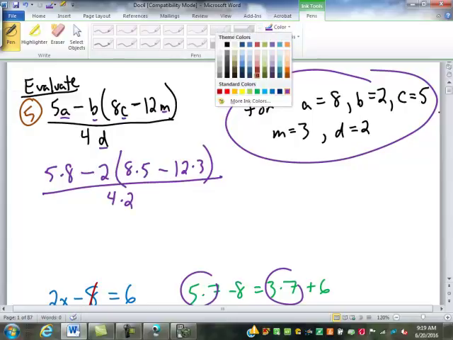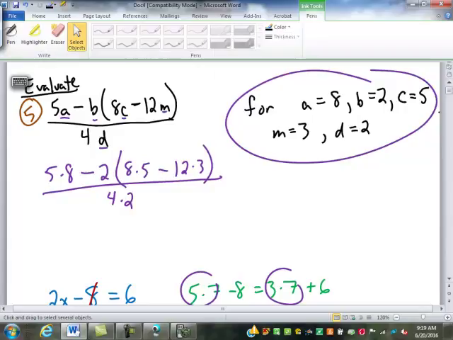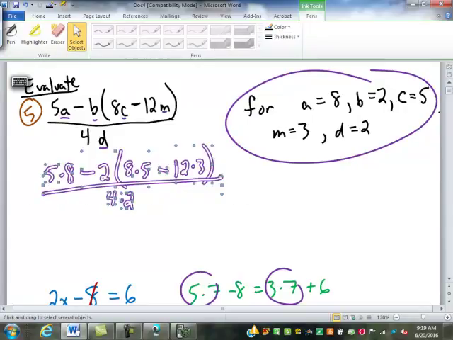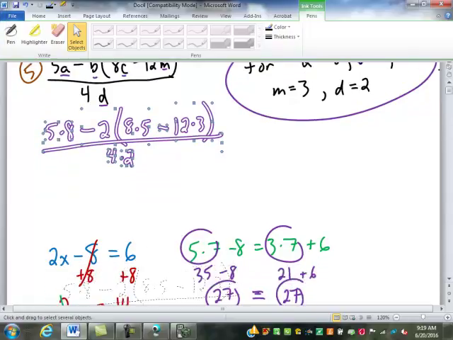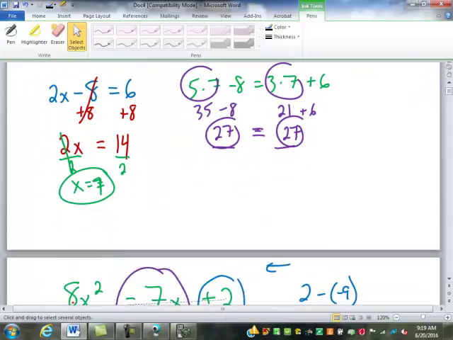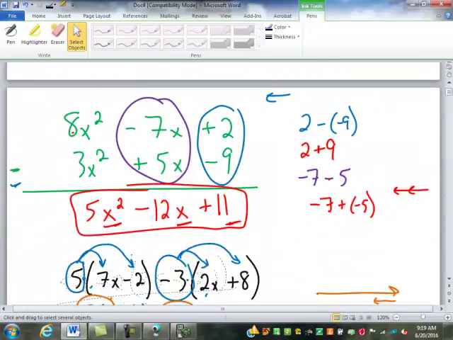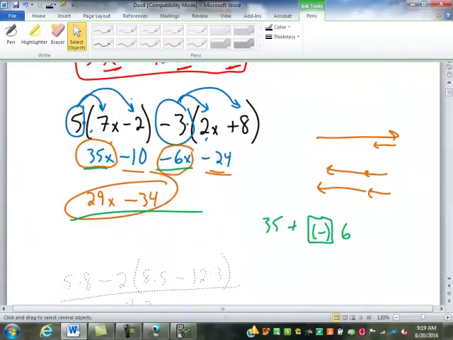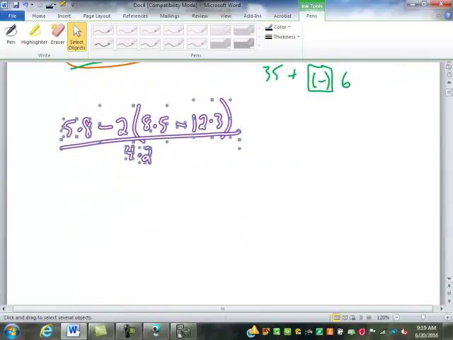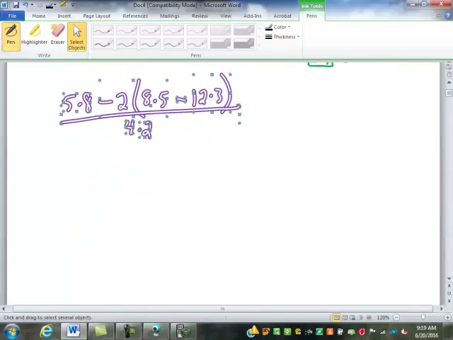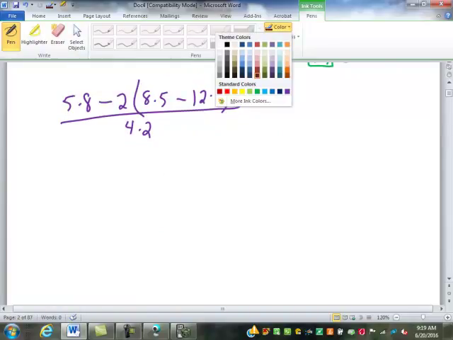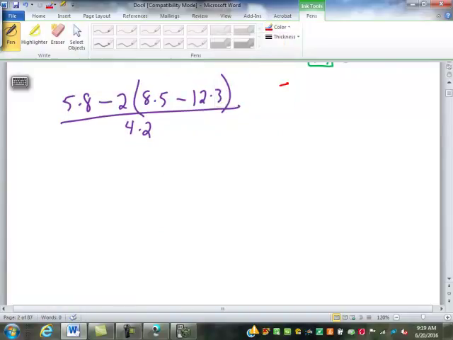Now when we have something like this, remember that fraction bar means you have to do everything on top first, then everything on bottom, and then divide. I'm actually going to move this down so I have more room to work on it. There. So I'm going to start by doing everything on top. I'm going to rewrite it over here so I have room.